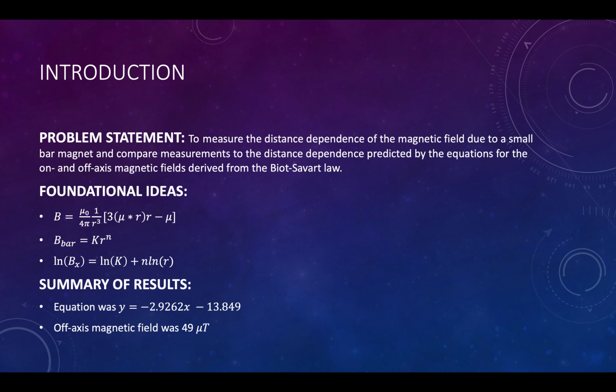And then the summary of my results, well, my equation was y equals negative 2.9x minus 13.849, where negative 2.9 was n, and my off-axis magnetic field was 49.